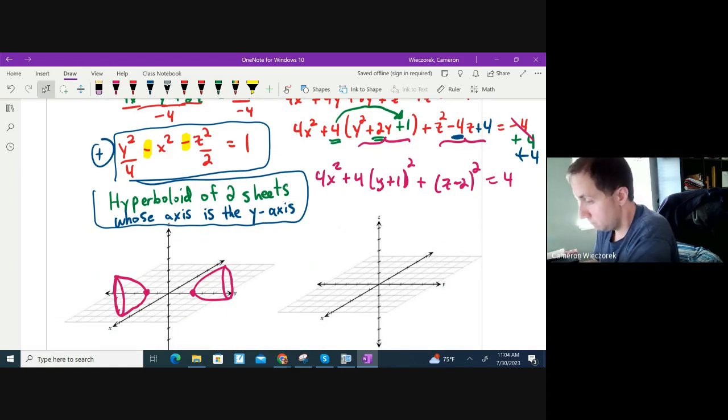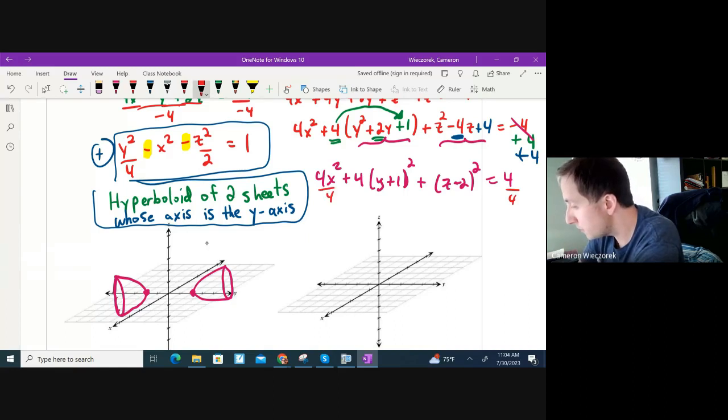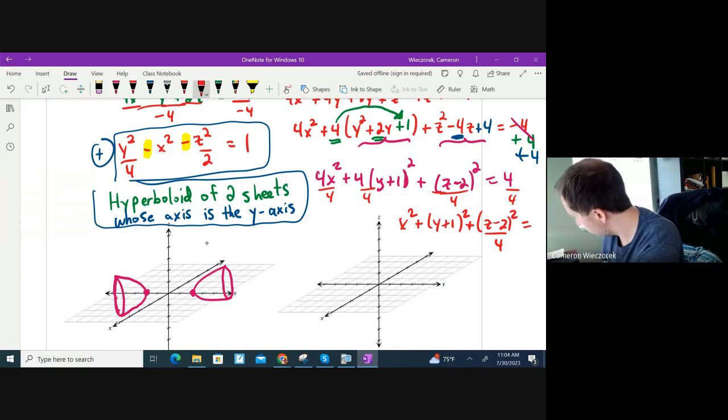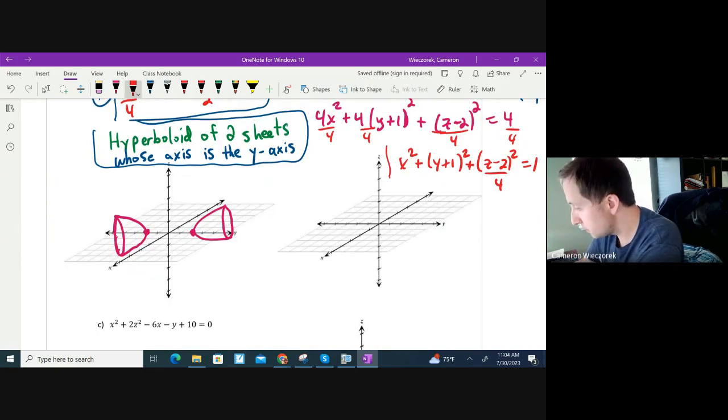Everything's positive, and everything's quadratic. It's an ellipsoid, which means I need to get 1 on the right-hand side. So I'm just going to finish by dividing out 4 from everything. Divide out 4 here, here, here, and here. So I end up with x squared plus (y plus 1) squared plus (z minus 2) squared over 4 equals 1. There's my standard form.